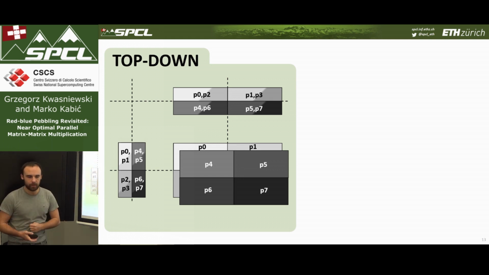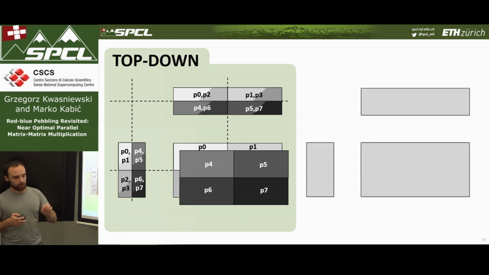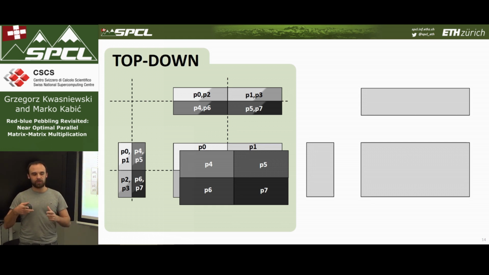COSMA, on the other hand, takes a different approach. It aims to optimally use local resources. So from the perspective of a single sequential processor, what is the most efficient use to maximize the reuse of its own local memory?